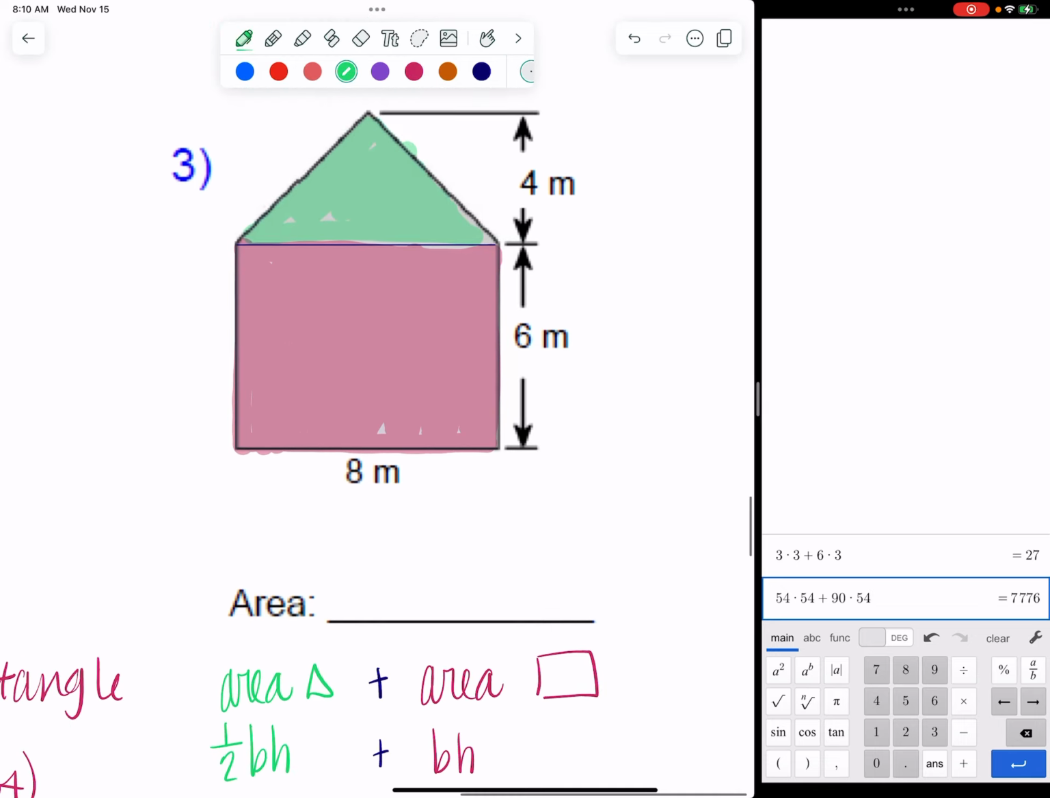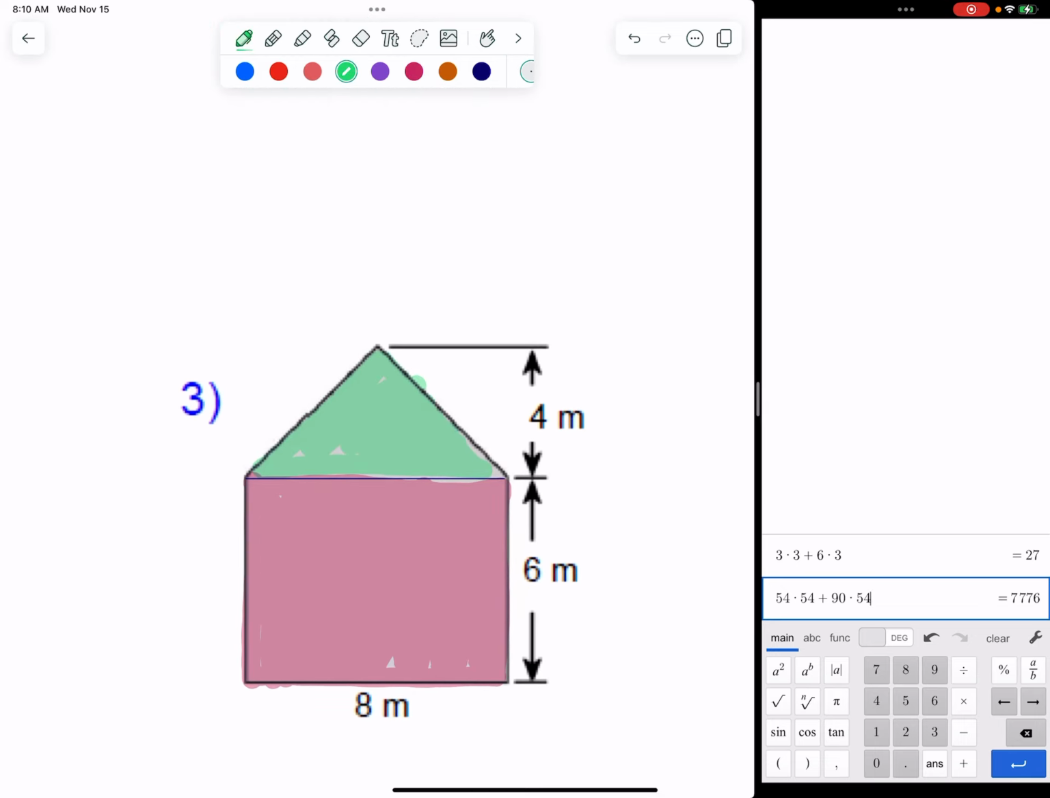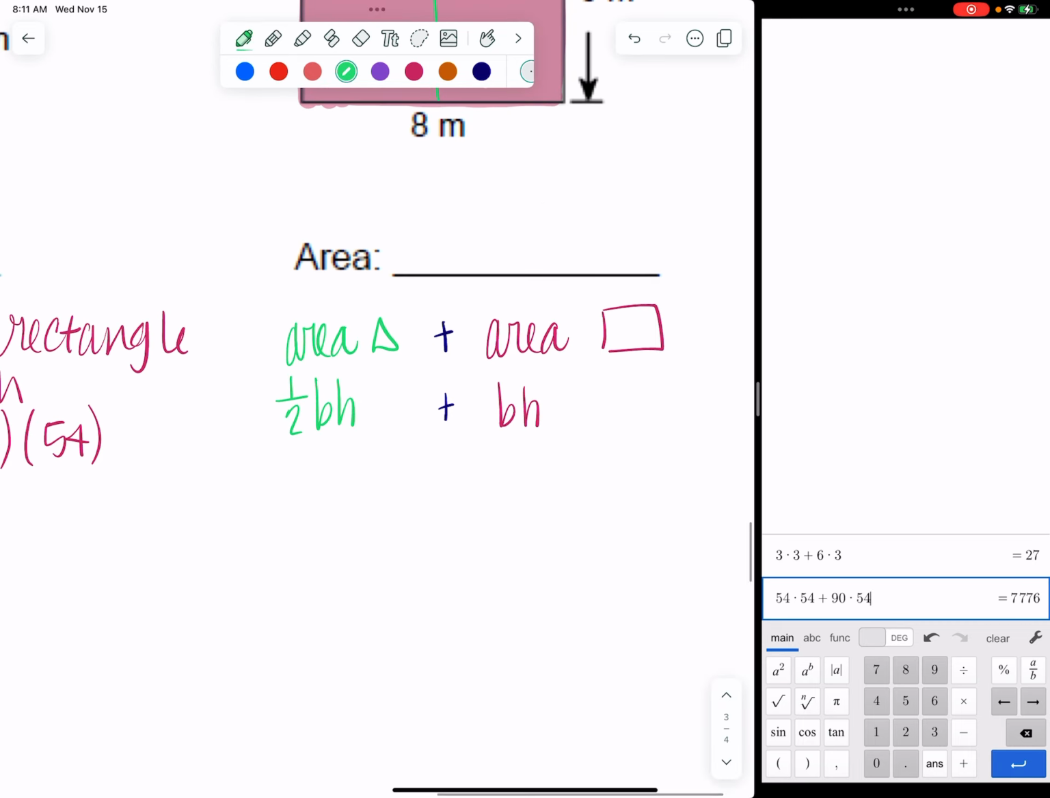So I need to fill in my pieces. I know the base of my triangle because it matches the base of that rectangle. It's 8 meters. I know the height of my triangle because they give it to me over there on the side. It's 4 meters. So I have everything I need for the triangle. Base was 8. Height was 4. Half of 32 is 16.